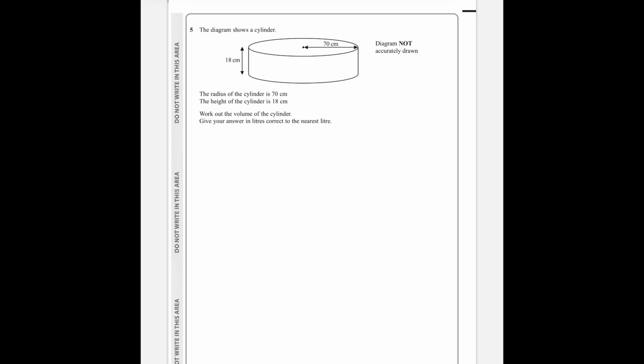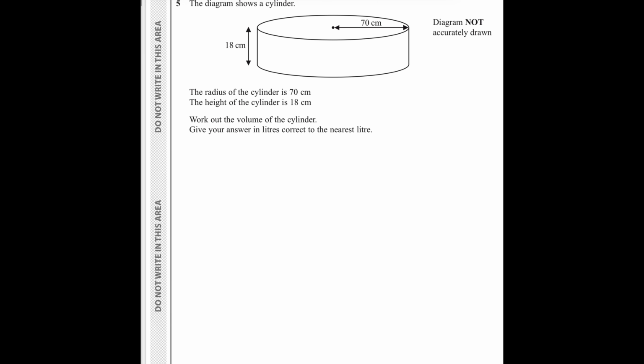You have a cylinder, you're given the radius and the height. You have to work out the volume and give it to the nearest liter. So an important thing for this question is to know that 1 liter is equivalent to 1,000 centimeters cubed. Otherwise, I don't think you would be able to do this question. So do keep that in mind.